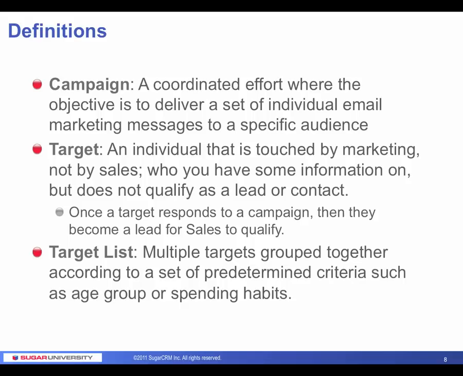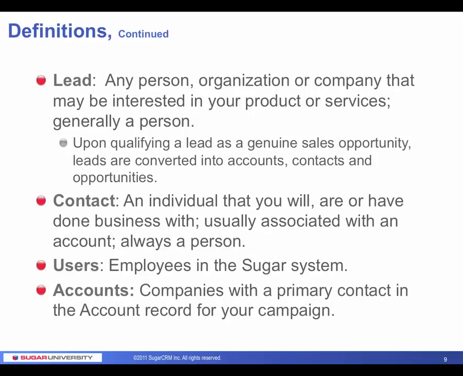Then there's a target list. This is where you group multiple targets together according to a set of predetermined criteria, usually, such as age group or spending habits. And then there's a lead. This is a person, or it can be an organization or company that might be interested in your product or services. Usually after this is qualified, it becomes a sales opportunity and you convert that lead into a contact, an account, and opportunity.